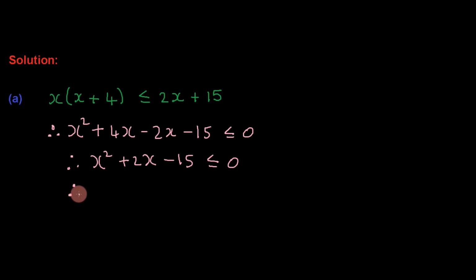We can factorize because we have a 0 on the right-hand side, and the left-hand side is written in standard quadratic form. So at this stage, we can always factorize. So x plus 5 times x minus 3 less than or equal to 0. So we can see that the roots of this trinomial or quadratic will be negative 5 and positive 3. We can draw the parabola now with those roots.